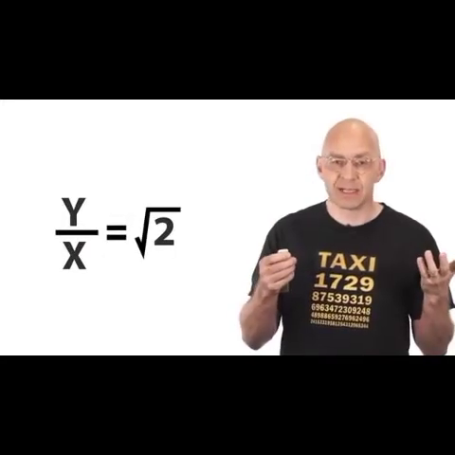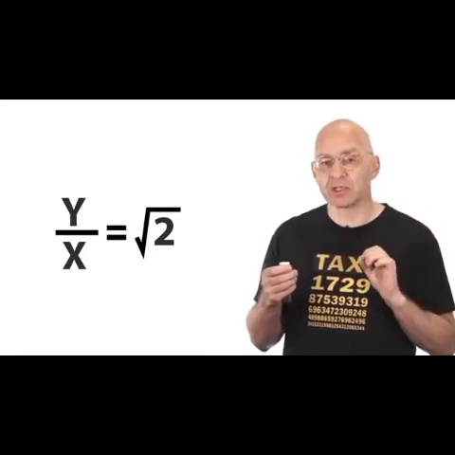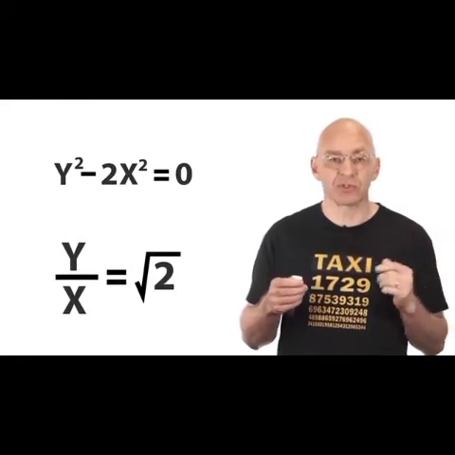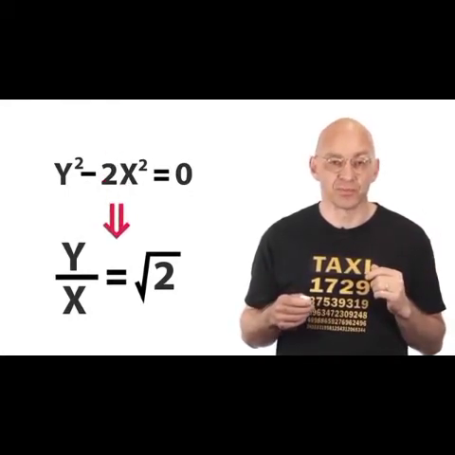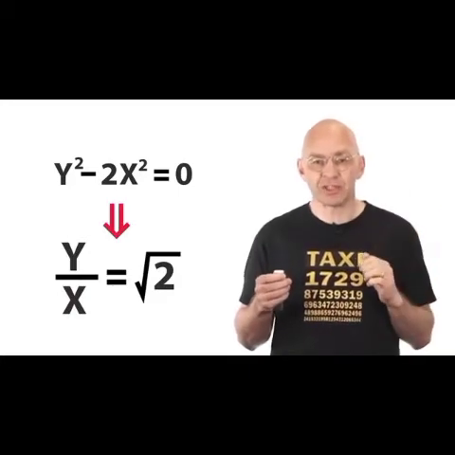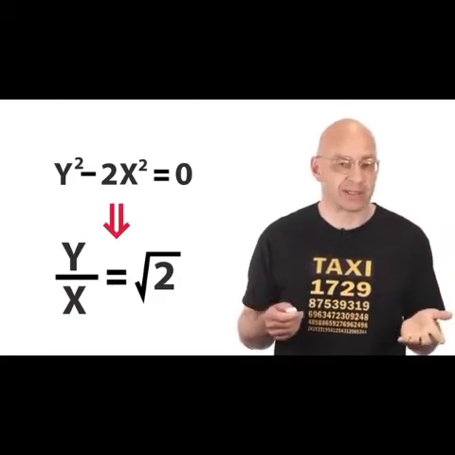What this tells us is that if x and y were integer solutions of our tweaked equation, then the fraction y over x is equal to root 2. Cool. But of course, that's not going to happen. Since root 2 is irrational, such integer solutions cannot exist.